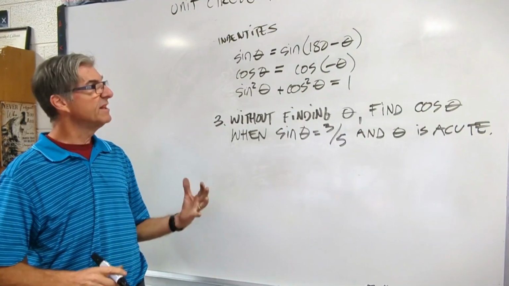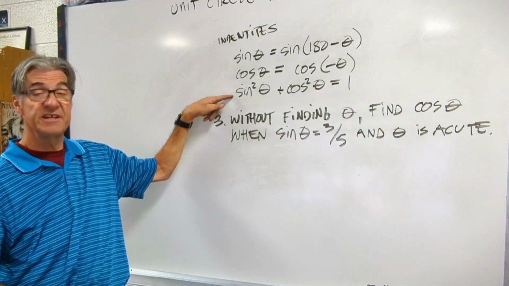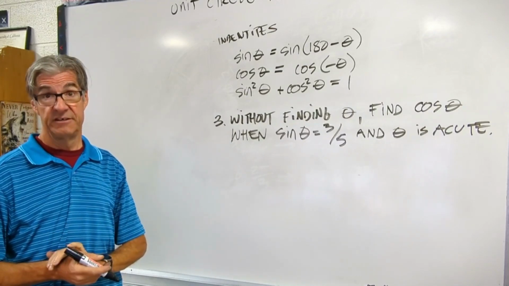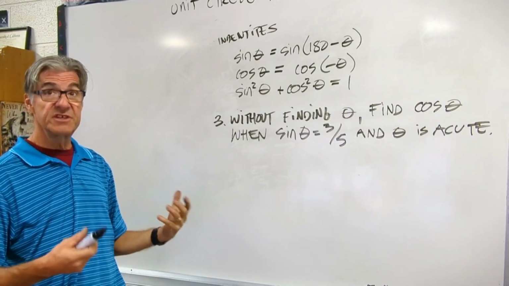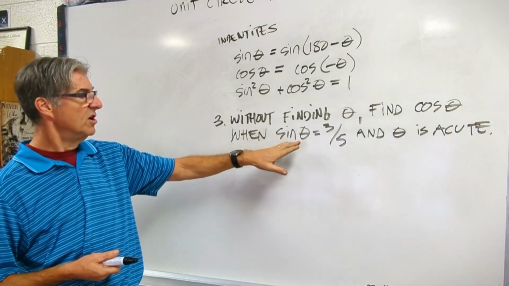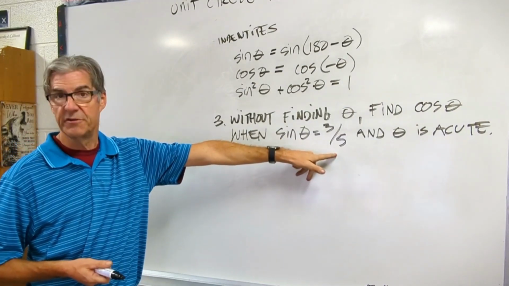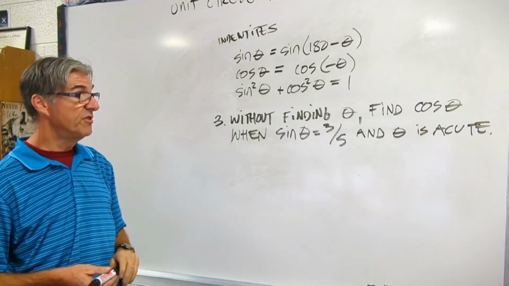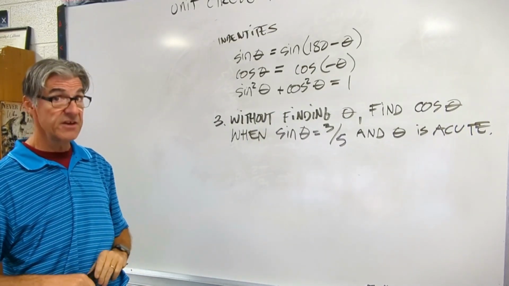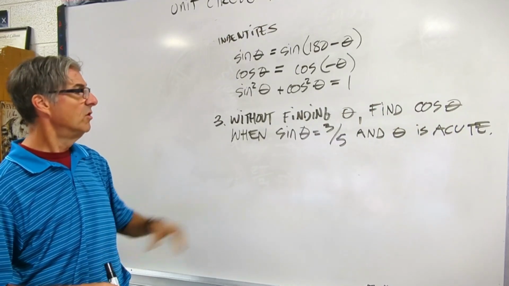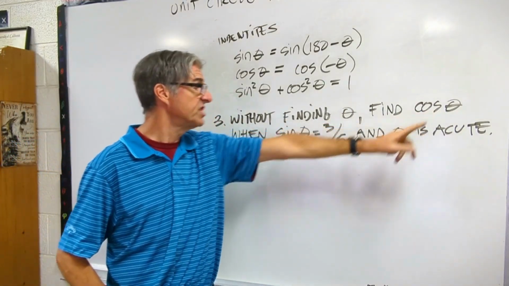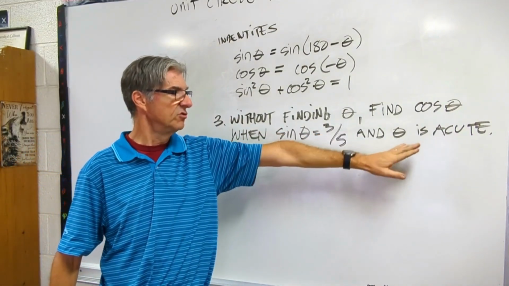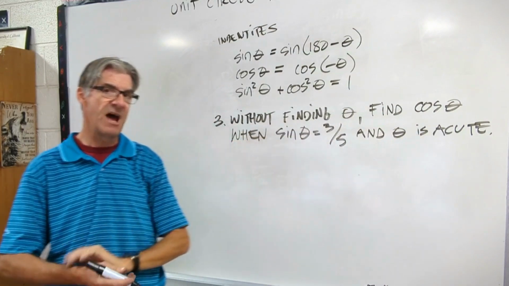All right, let me give you one last one, and I'll give you a hint. It deals with this identity. Here's the prompt: without finding theta, so you're not going to use this to find theta. If I'm telling you what sine theta is, you could do the inverse function of 3/5 and find out what theta is, but this is saying don't do that. This kind of problem might show up on a non-calculator portion of an assessment. So without finding theta, find cosine theta when sine theta is 3/5 and theta is acute. We'll talk about that in a minute, but first let's just do the math on that.